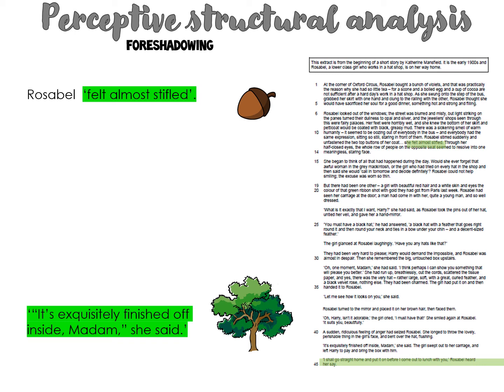So for example, early on in the extract again, we've got a description of Rosabelle who says she felt almost stifled when she's on the bus. And that verb stifled means that she feels like bound up, limited, almost like she can't breathe. And whilst that is only a very small line, barely a line, it's a phrase. At the very end of the extract, Rosabelle has that reaction where she wants to throw the hat in that irritating girl's face, but instead she says, it's exquisitely finished off inside, madam.